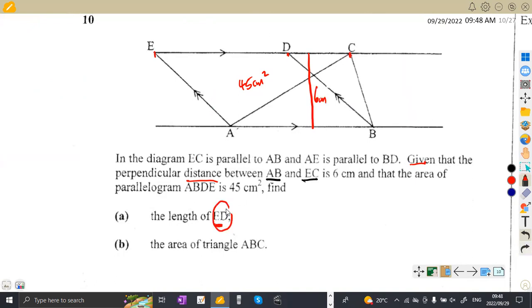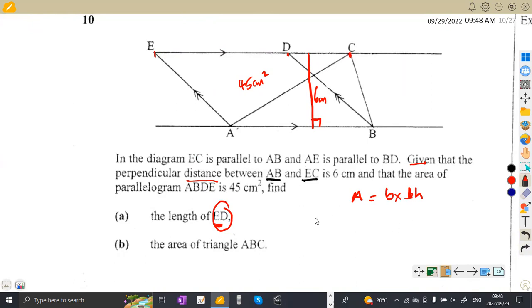So the question is for us to calculate E to D. What are you going to do to find E to D? You can simply apply this concept. Remember, you're given the area of a parallelogram where there's a perpendicular distance. So whenever there's a perpendicular distance, the area of a parallelogram is going to be base times height, which is the perpendicular height.